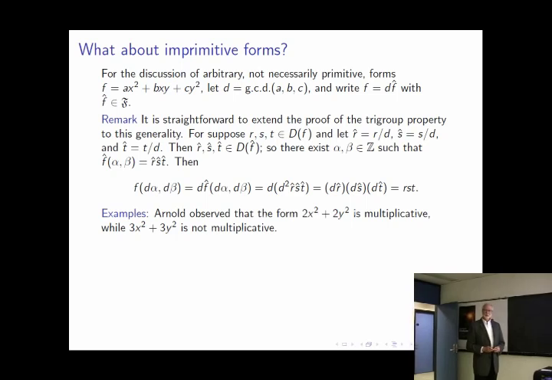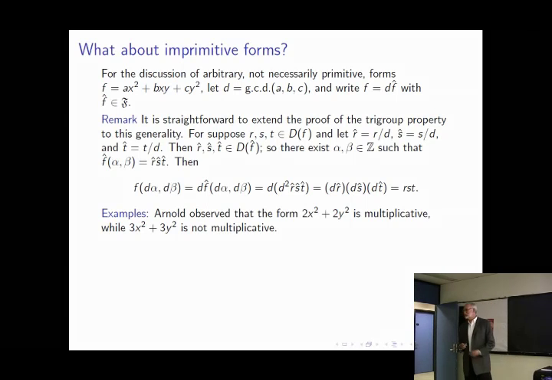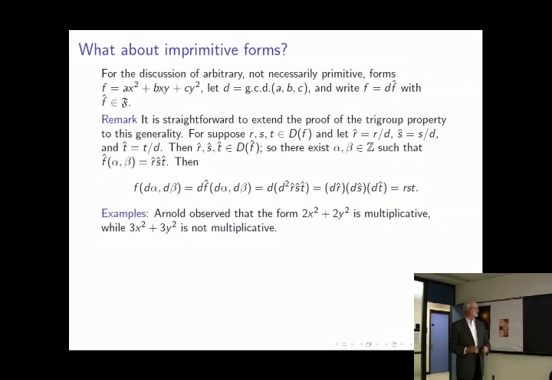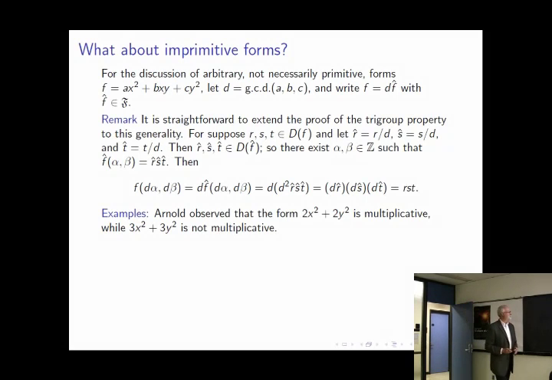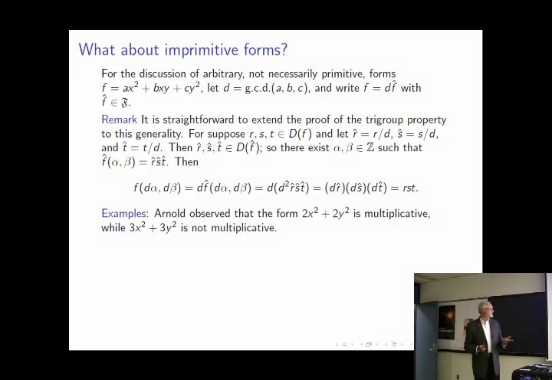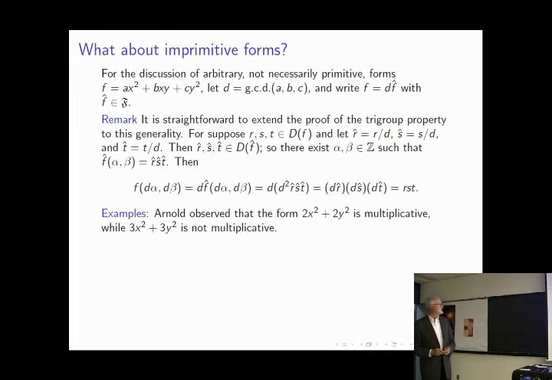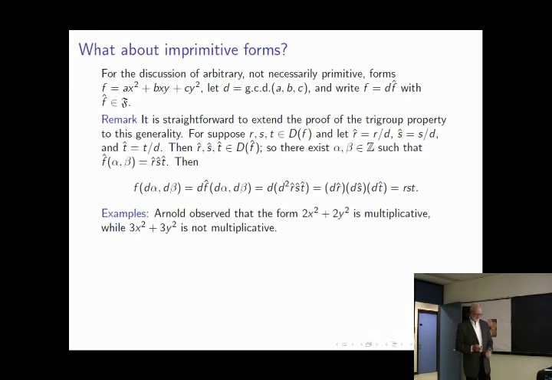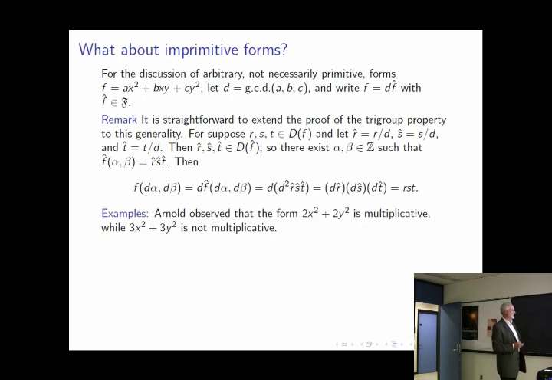Now, Arnold, in his paper, observed that if you take the form 2x squared plus 2y squared, that is a multiplicative form in the sense that we're using, but 3x squared plus 3y squared is not multiplicative. Well, that's easy to see because it represents 3, but it doesn't represent 9, 3 times 3, because 3 is not a sum of 2 squares. So it's easy to see that that's ruled out. But these two guys have the same primitive part. They just have different GCDs of their coefficients. Once you factor those out, you get the same primitive part.